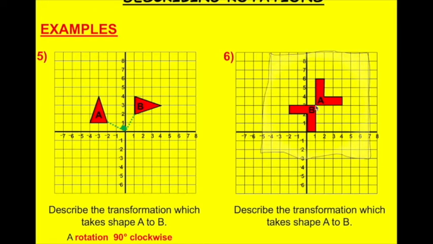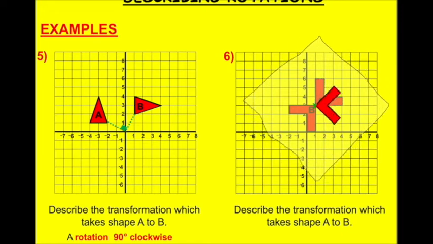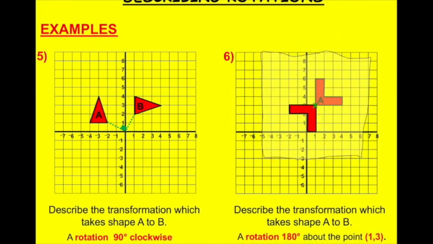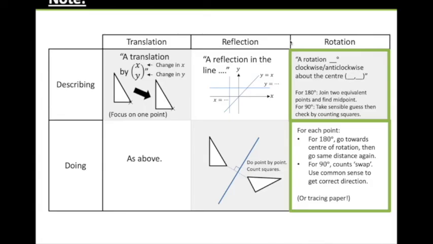Okay, so let's use tracing paper to help us see this better. See, let's repeat that. There you go. So whether you go clockwise or anti-clockwise doesn't matter. So it is a rotation 180 degrees about a point 1, 3, right? By the way, these two are from the earlier transformations, which are translation and reflection. And for this session, we're only doing rotation.